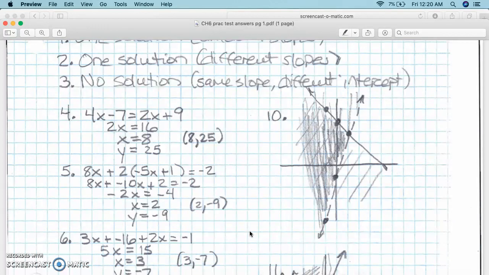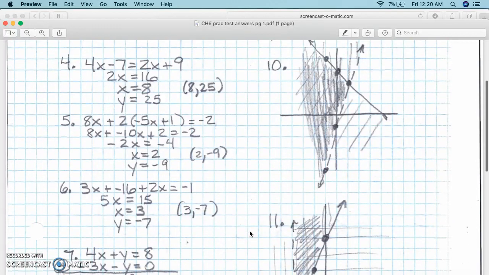And then for number 6, in order to do substitution here, I actually solved for y in one of the equations. I solved for y in the second equation, so I added 3x to both sides and then plugged in 3x plus negative 16 for the y in the first equation. Solved that and got x equals 3 and y equals negative 7.